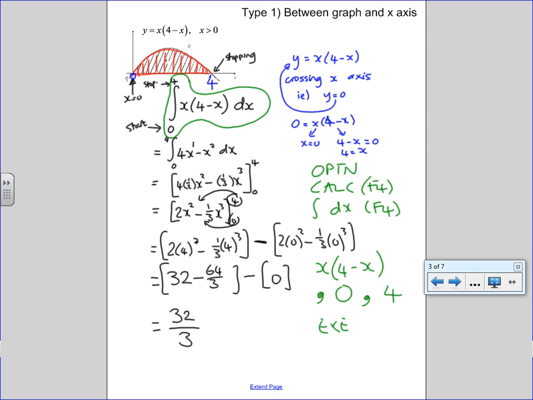Don't get anything at the moment. Oh, I know why. Sorry. Hang on. There we go. There. Brilliant. 32 over 3. It is right.